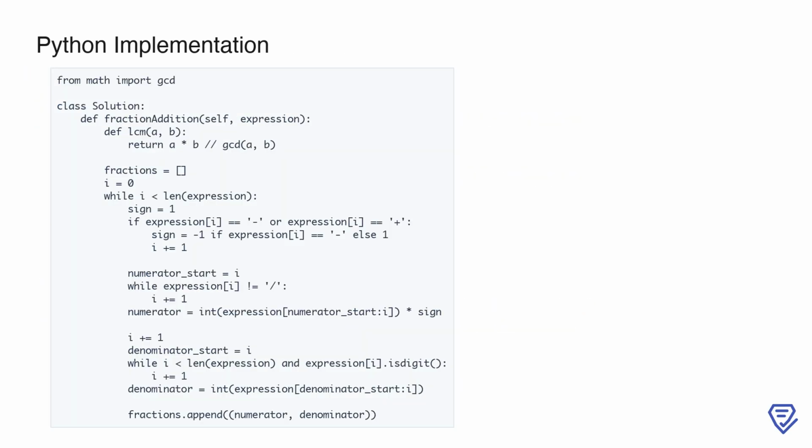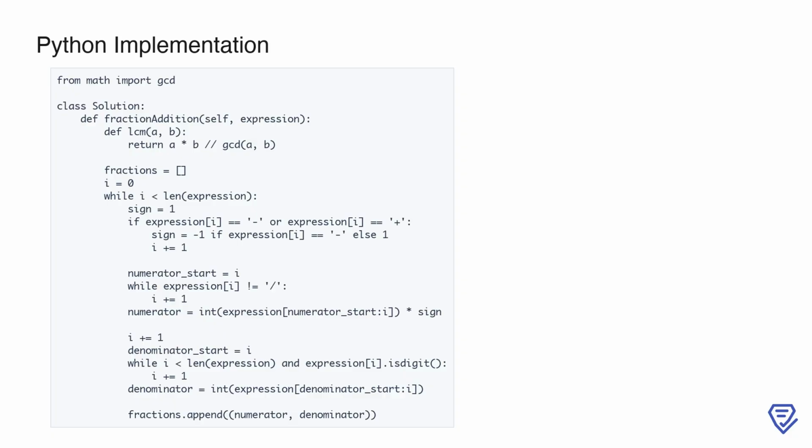To tackle the problem of fraction addition and subtraction, we start by importing the GCD function from Python's math module, which we'll use later for simplifying fractions. Then, we define our class Solution and the method fractionAddition that takes in the input expression, which is a string of fractions separated by plus or dash. Within this method, we first define a helper function, LCM, to calculate the least common multiple of two numbers. This will be important when aligning denominators for the addition of fractions.